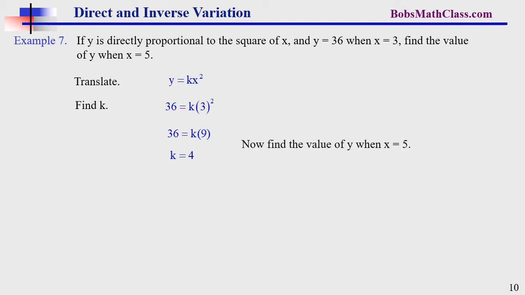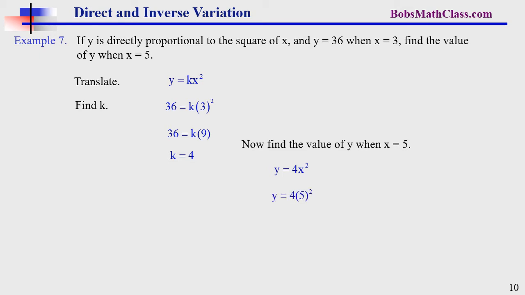And we're going to find what y is when x is 5. So put that 4 in place of the k now. It's kind of like we just found out what pi was equal to. That pi was the constant of variation for the area of a circle. Same kind of idea. So now we can plug in the 5 for x and work that out.